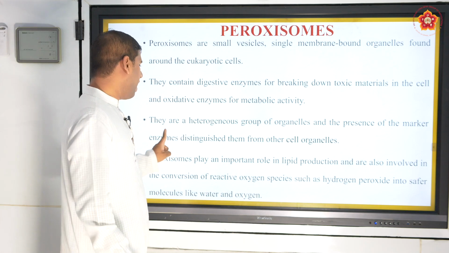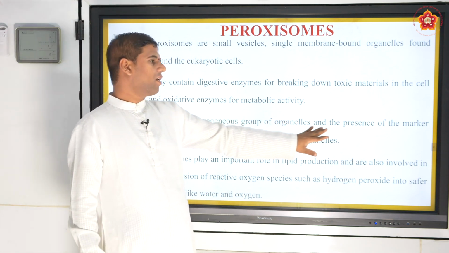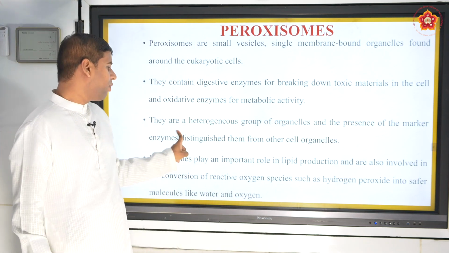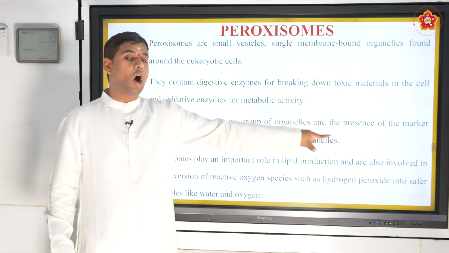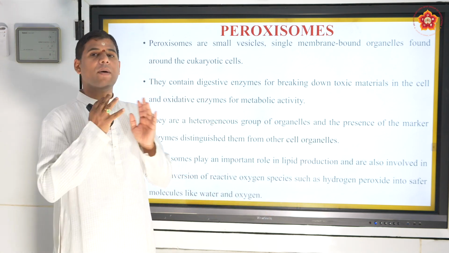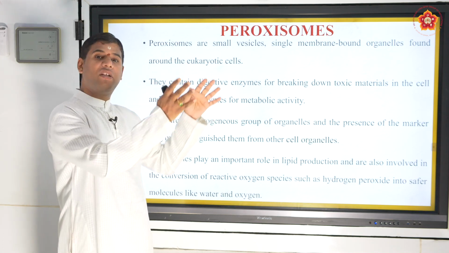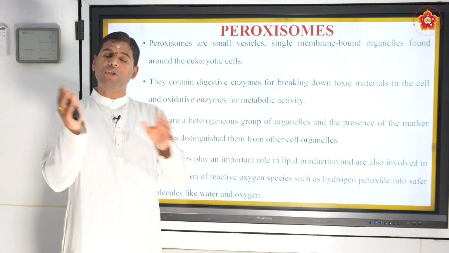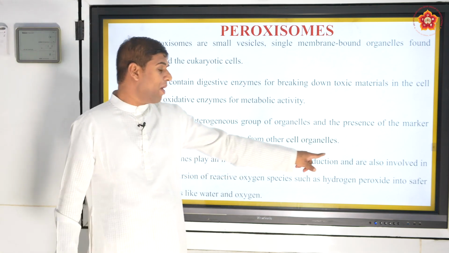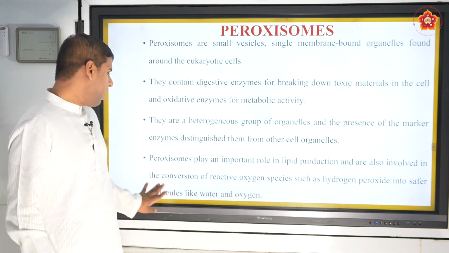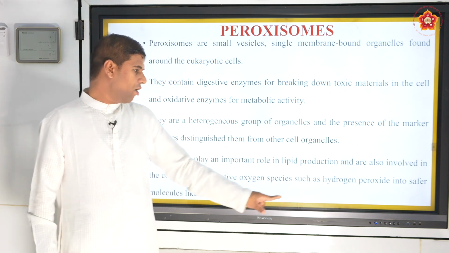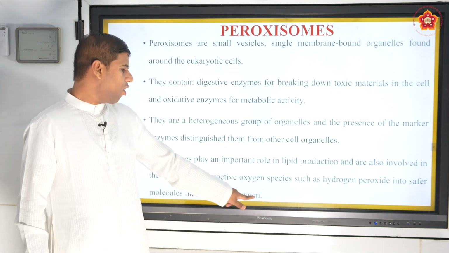They are a heterogeneous group of organelles, and they are identified by marker enzymes, which distinguish them from other cell organelles. Suppose you want to identify something, you mark it, which distinguishes one part from another. Peroxisomes play a very important role in lipid production. They are also involved in the conversion of reactive oxygen species such as hydrogen peroxide into safer molecules like water and oxygen.